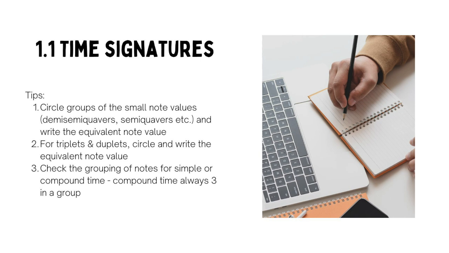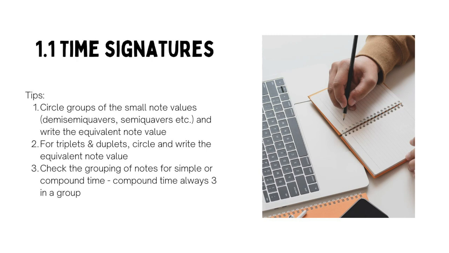Here are some tips for 1.1 time signatures. First, circle the groups of small note values like demisemiquavers or semiquavers, etc. and write the equivalent note value. For triplets and duplets, circle and write the equivalent note value. And lastly, check the grouping of notes for simple or compound time. Compound time will always be 3 in the group.